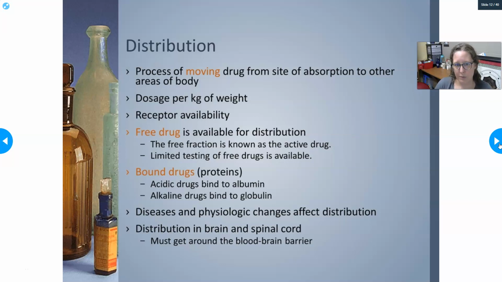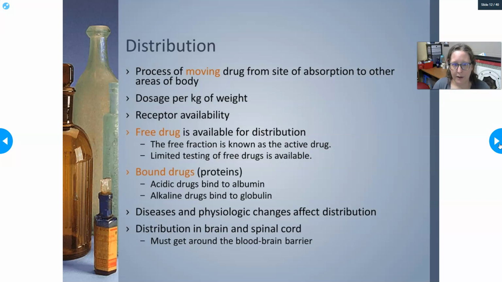So the distribution is going to be the process of moving the drug from the site of absorption to the other areas of the body, and hopefully where the drug is needed. So the dosage per kilogram of weight can affect the distribution, and of course, in a lot of these medications, dosage has to be specific to the size of the person. The dosage for an infant is not going to be the same as for a teenager, and even for a teenager, it kind of depends on the size of the teenager, right? And so that's why we go by kilogram of weight versus specific age.